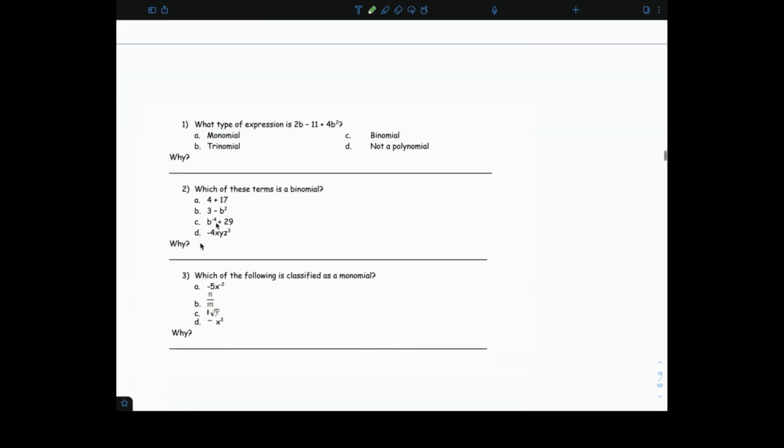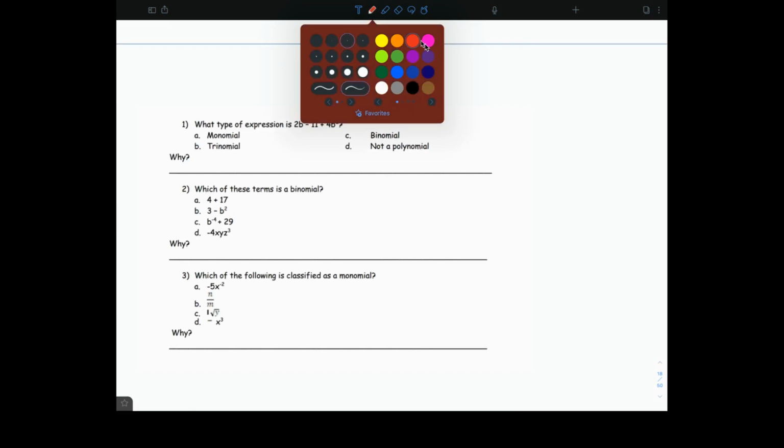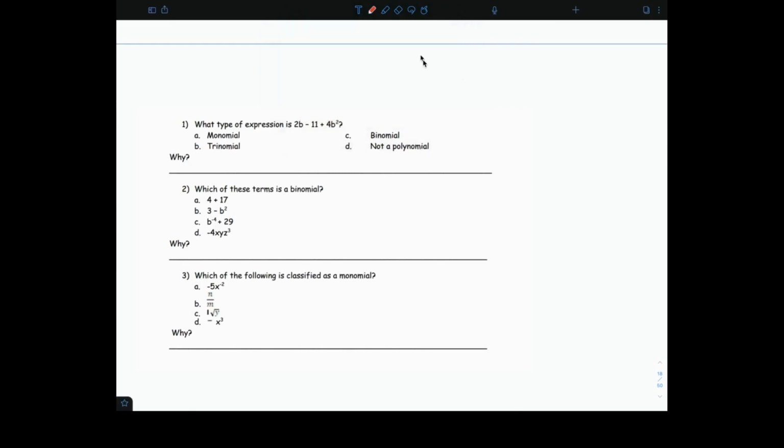Next up. All right, so we got 3 questions in one. This is just trying to reinforce what we've discussed previously. What type of expression is negative 2b minus 11 plus 4b squared? Again, I said 3 terms. Terms are separated by plus, minus, and equal signs. So this is a trinomial, 3 terms.